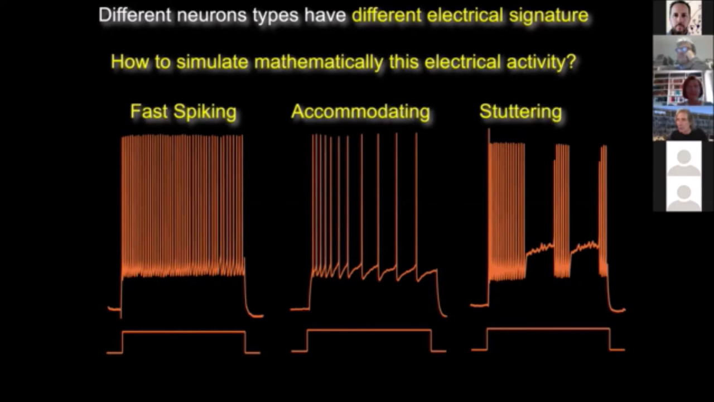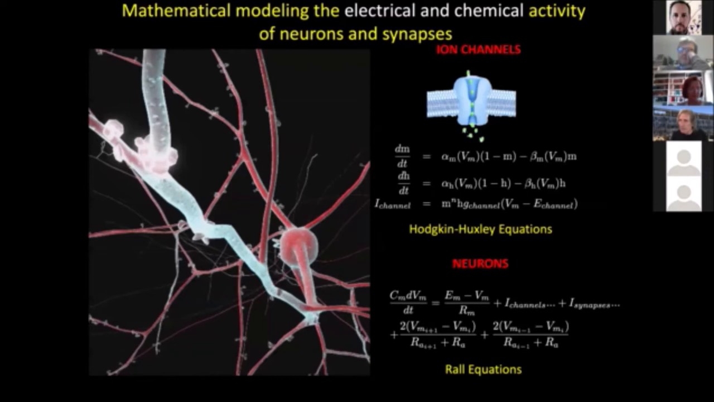In order to do this, you need mathematics. You need to integrate what you know about the physics of neurons: membrane channels and ion activity, so electrical activity, and you write equations. These are the well-known Hodgkin-Huxley equations from 1952, and you also use other equations to describe the propagation of a signal along the dendritic tree. These are the cable equations by Rall. So you have to integrate all this information to represent a neuron mathematically in the computer.